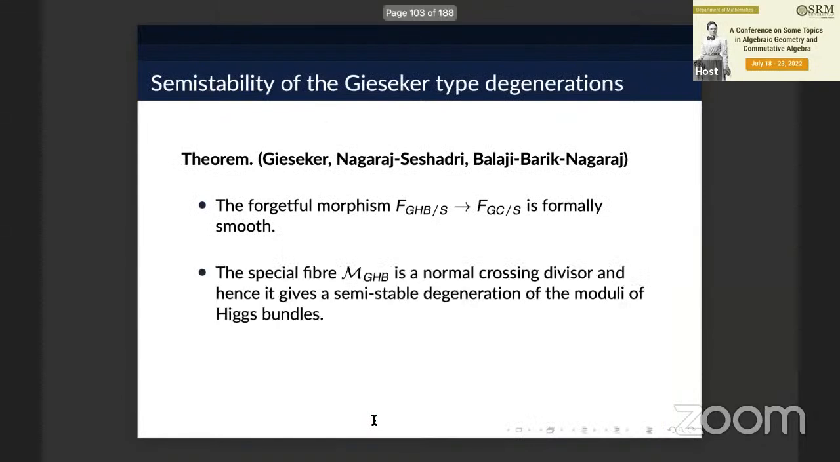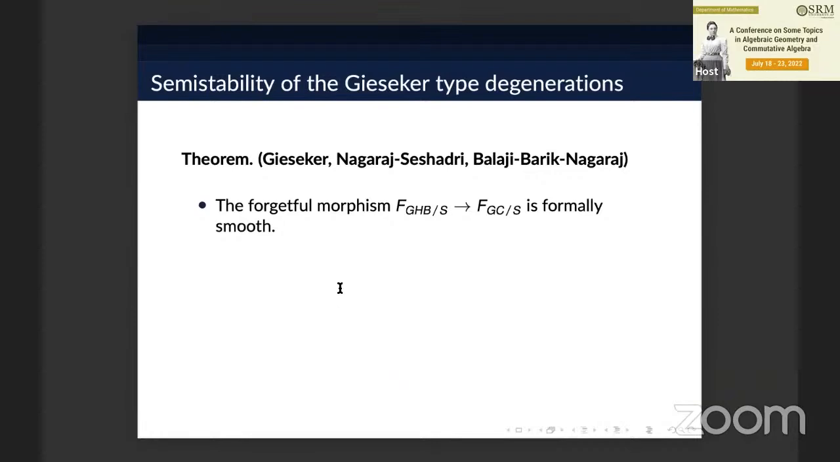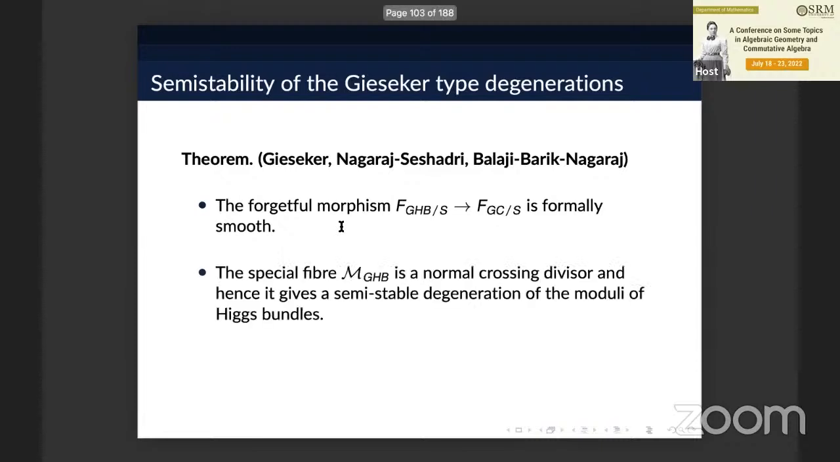Okay. So using this, Gieseker and Nagaraj-Seshadri and Balaji-Barik-Nagaraj, they showed that the forgetful morphism from the original functor to this functor is formally smooth. And therefore, all the singularities of this functor are the same as singularities of this. So therefore, the special fiber of M_GHB is a normal crossing divisor, and hence it gives us a semistable degeneration of the moduli of Higgs bundles. They also show that the natural Hitchin map on M_GHB is proper.